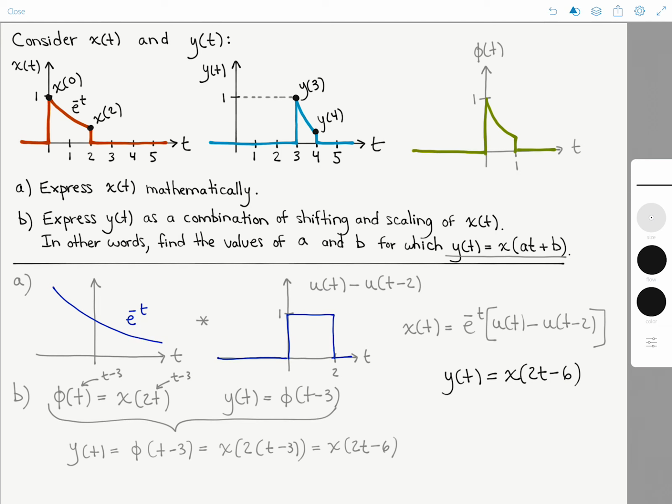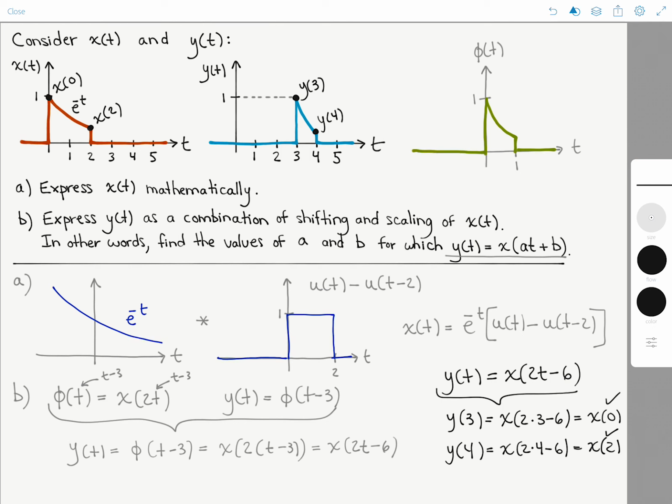In our mathematical expression, if we try y of 3, then that would be equal to x of 2 times 3 minus 6, or x of 0, which is correct. For y of 4, that would be equal to x of 2 times 4 minus 6, or x of 2, which is also correct.